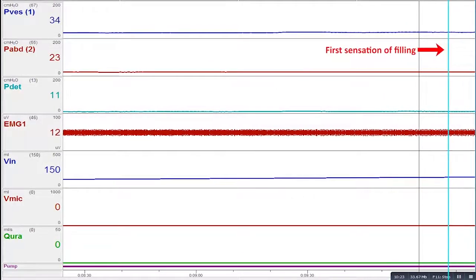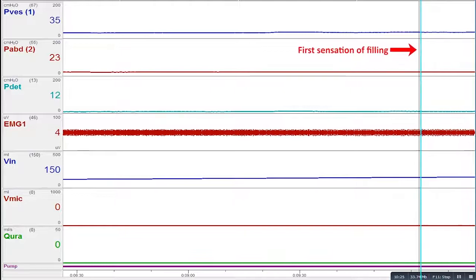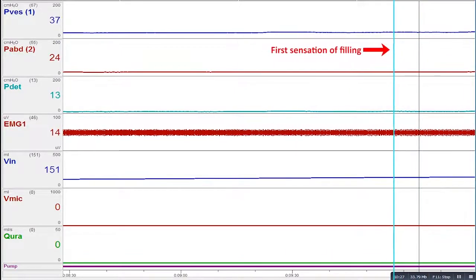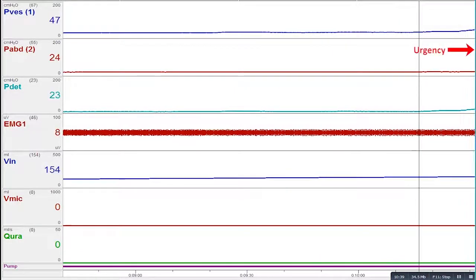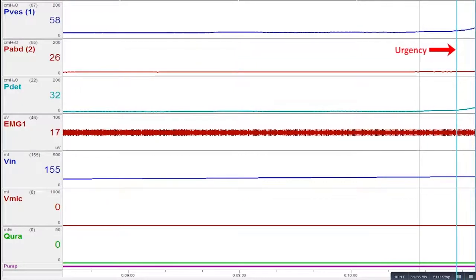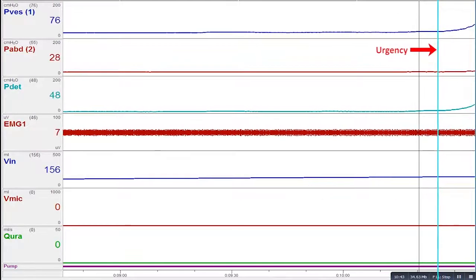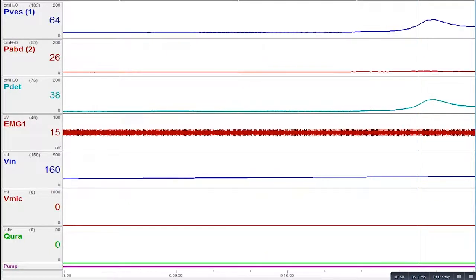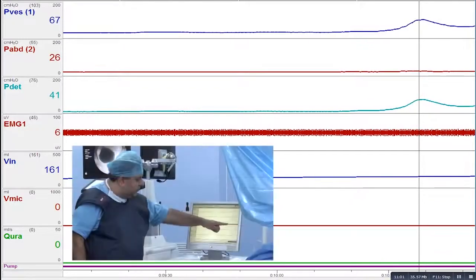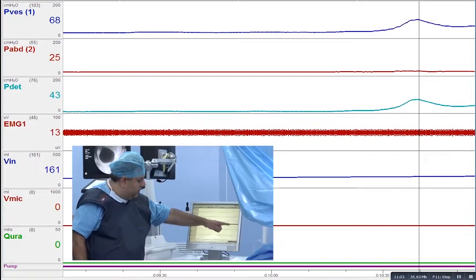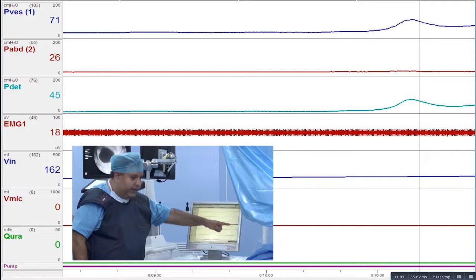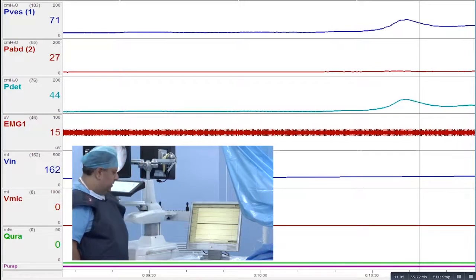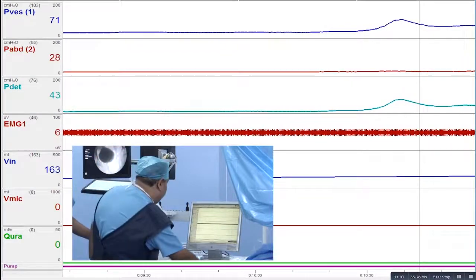The patient is reporting the first sensation of filling at 149 cc. The patient reports urgency at 154 cc. We now see that there is a detrusor overactivity. We have asked the patient to try and control. He has not leaked as yet, and we'll stop the pump to see what happens.